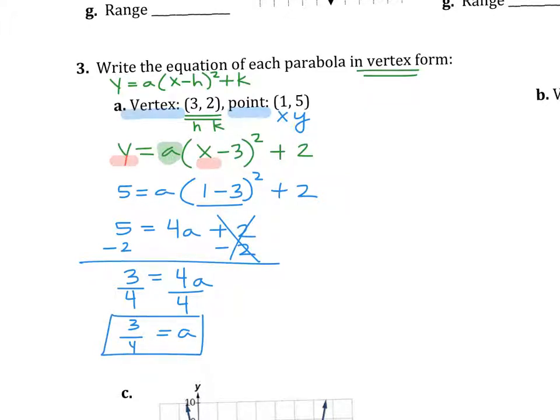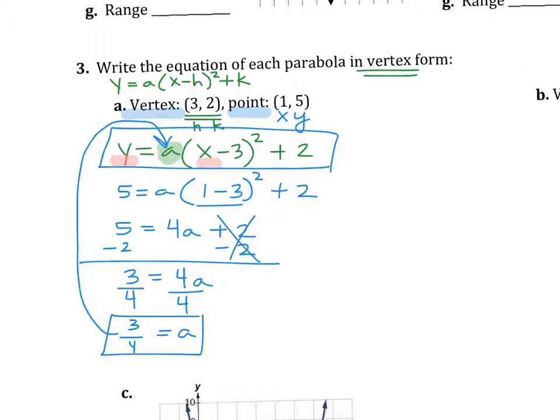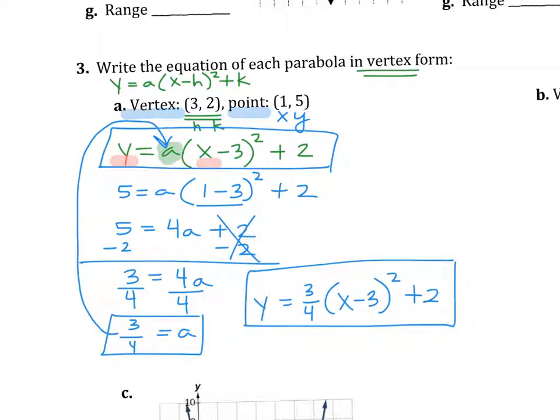That's not our answer. Our answer is vertex form. So you're going to take this and plug it in here with your original setup, and you're done. Okay? It's going to look like this. Y equals 3/4 times x minus 3 squared plus 2. That is vertex form of that equation. Or of those 2 points, sorry. Okay?